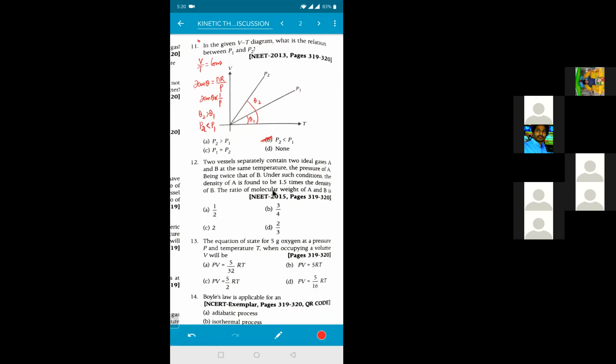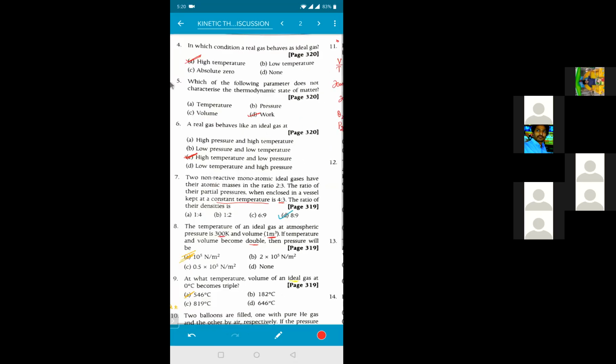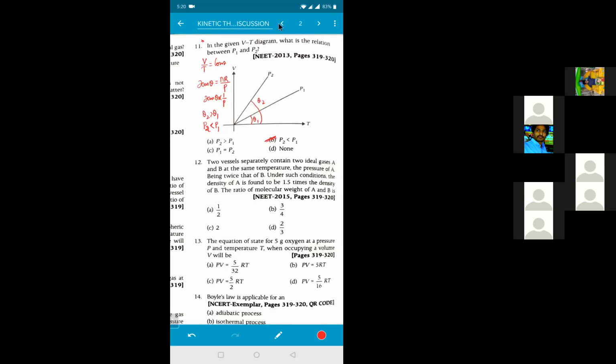This was already asked in NEET 2015. Two vessels separately containing two ideal gases, A and B, at the same temperature, the pressure of A being twice that of B. Under such conditions, the density of A is found to be 1.5 times the density of B. Then the ratio of molecular weight of A and B will be equal to how much? So what we have got in this one is densities.